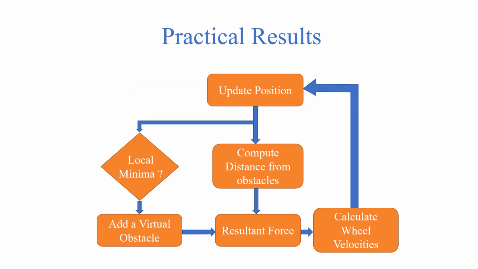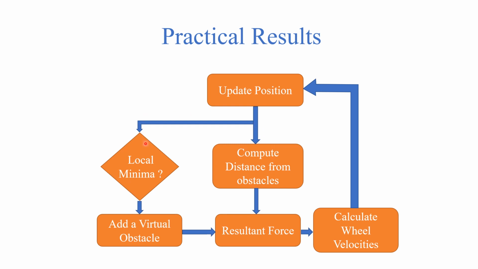The algorithm that we implemented is comprised of many steps. This figure right here shows the basic steps of the algorithm. First of all, we receive the previous position and the encoder readings to update the robot's configuration. Once we have the new configuration, we compute the distance from the obstacles in order to compute the repulsive forces. We also compute the attractive force using an equation demonstrated in previous slides.